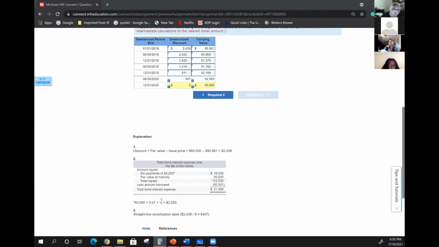And the 407, if you look here, it's straight line. Remember, it's straight line. So take the 2,439 divided by the number of payments to come up with the number. I came up with 406.50 and it rounded up. So it may tell you to round up on the problem. If you're getting it wrong for whatever reason, just make sure it's not rounding. So this number, 2,439, is going to be reduced by the 407 each time you make a payment, and that's why it's going down to 0. And your carrying value will increase all the way until you get to that 93,000, which is the face value.